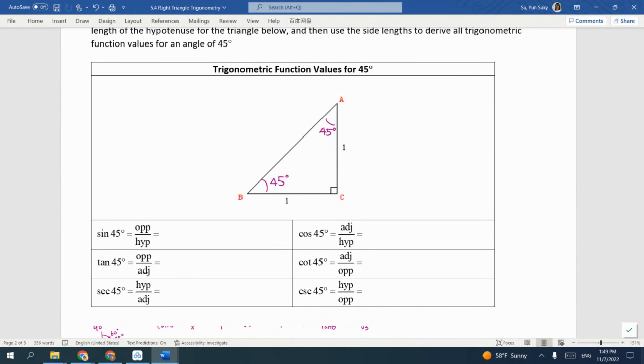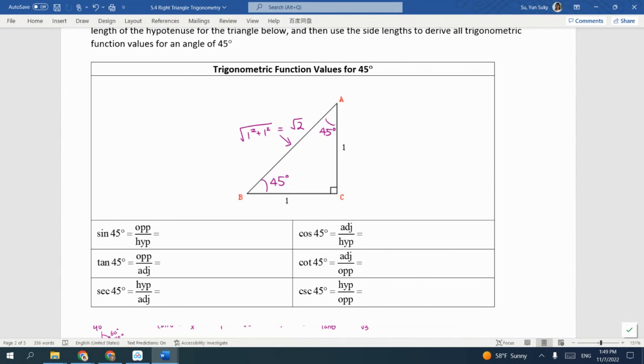Okay, so let the side BC be 1. Then the side AC is also 1 because they have the same angle, so those two sides are the same. They're both 1. And then this side, by the Pythagorean theorem, is the square root of 1 squared plus 1 squared. Yes, everybody? So that is square root of 2.